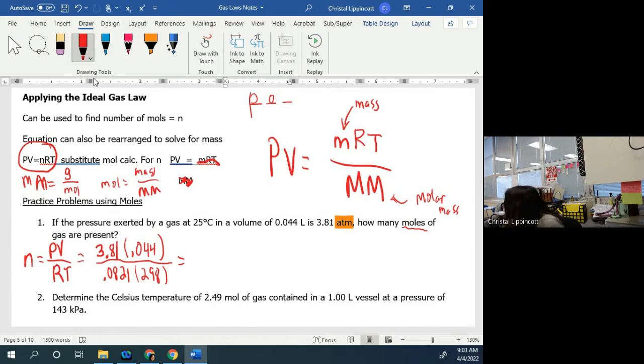Anybody not know where I got some of those values from? Everybody's cool with those? Happy campers?